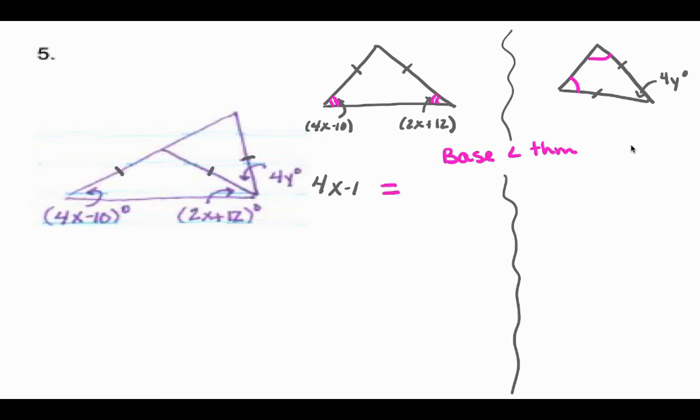The 4x minus 10 and the 2x plus 12 are 2 calculations for the same measurement. We're going to subtract the 2x and get 2x minus 10 equals 12. We're going to add the 10 to get 2x equals 22, and divide by 2 to get x equals 11.